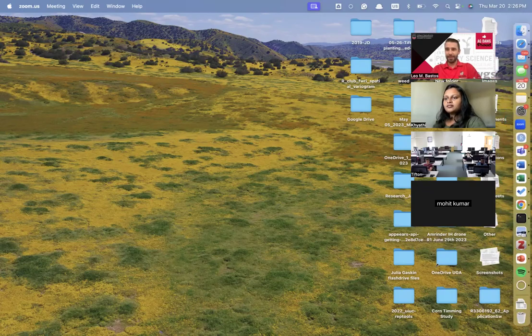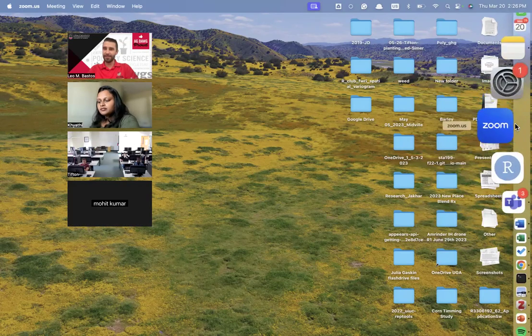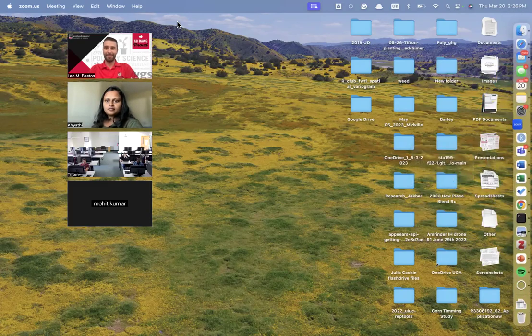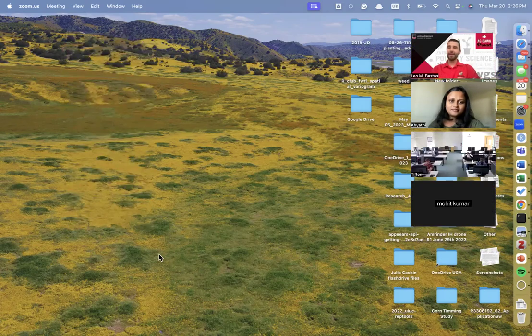Okay, so I see my Zoom icon is jumping around, so I'm afraid it's going to do something that I don't want it to do. Hopefully not. But if I get disconnected again, that's probably what's going on. Okay, sorry for the technical issues.